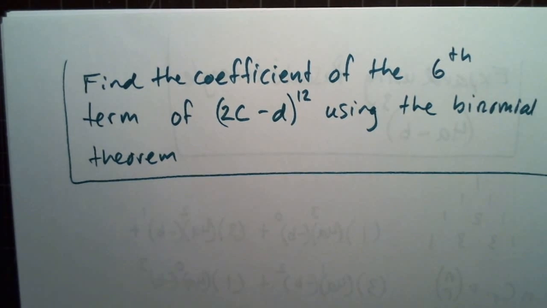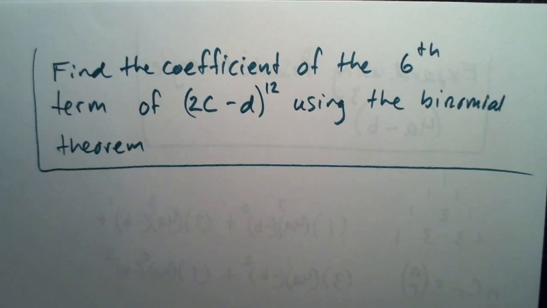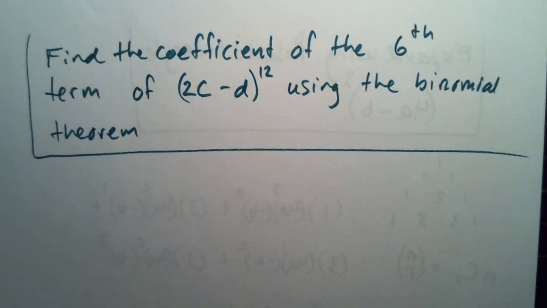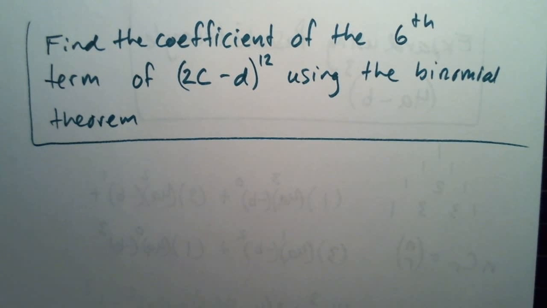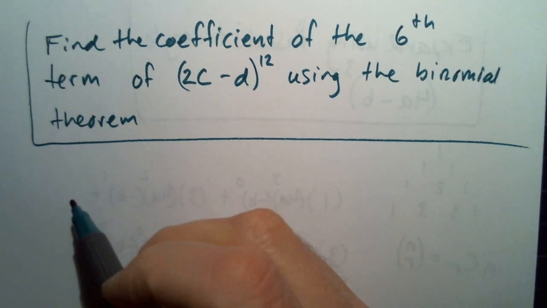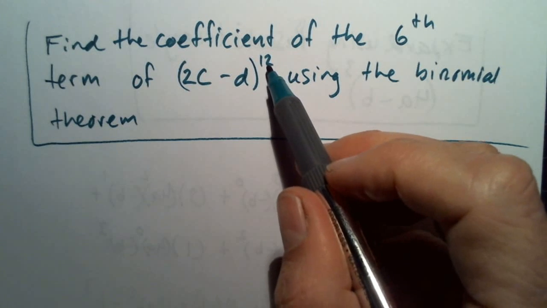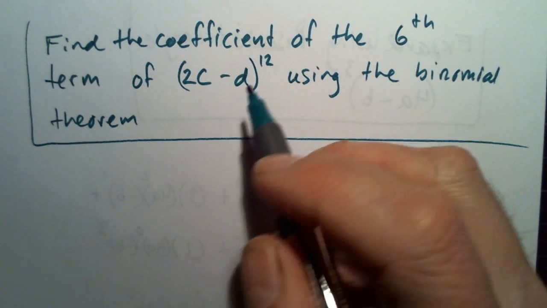So when we have higher degrees, we don't want to use Pascal's triangle because it would be too big. So now we can just focus on finding the sixth term. We don't have to find the whole polynomial. We just have to go as far as we need to go to find out what the sixth term is. So if we have the 12th degree, we'll have 13 terms.